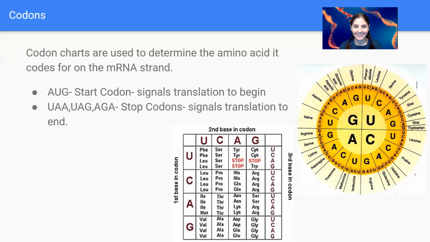Now, as you can see, I feel like this one is slightly more complicated to use than our circular codon chart. But like I said earlier, it's a good idea to make sure you know how to use both of these in case you're only given one on an exam.